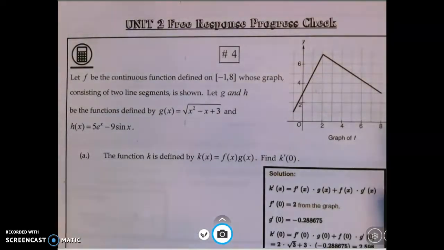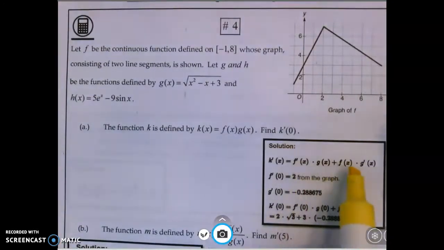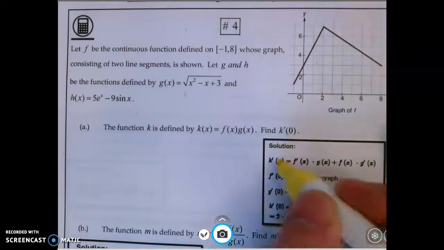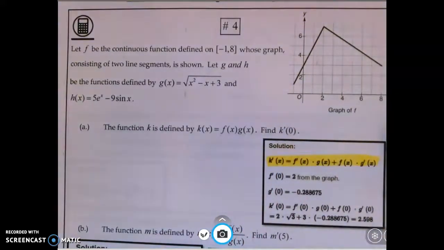So our solution is we need to use the product rule here. So before we evaluate at 0, we have f prime times g plus f times g prime. So there's our product rule right there.